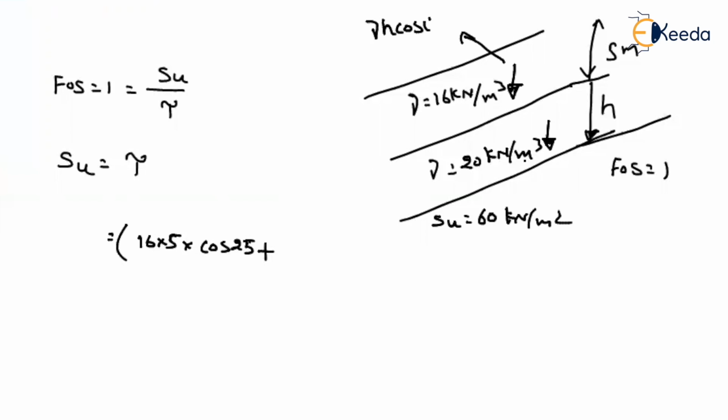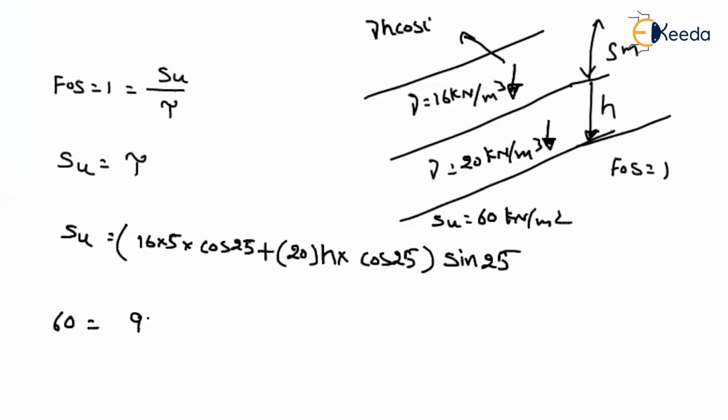And what about up to the depth of h? Gamma is 20 into, up to how much depth are you considering? Let us say h into cos 25 into, if you want to find the shear stress, multiply by sine 25. So this is nothing but the undrained shear strength, so that will be equal to 60. That will be equal to 16 into 5, how much? 90. I will take cos 25 common. 90 plus 20 times h into cos 25 into sine 25.